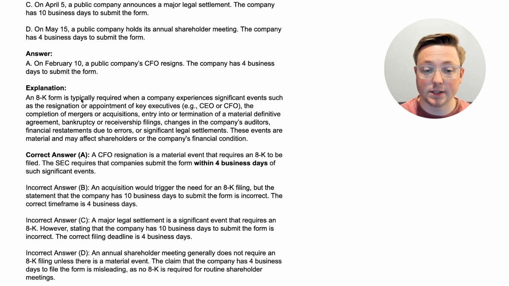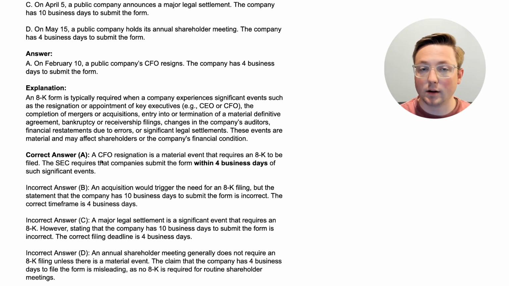An 8K form is typically required when a company experiences significant events, such as the resignation or appointment of key executives, such as a CEO or a CFO, the completion of mergers or acquisitions, entry into or termination of a material definitive agreement, bankruptcy or receivership filings, changes in the company's auditors, financial restatements due to errors, or significant legal settlements. So anything that's just like a really big deal, these events are material and may affect shareholders or the company's financial condition. So remember, this is the most important thing you need to remember with the 8K. Anything that is material and that is a significant event is going to be recorded or reported in an 8K.